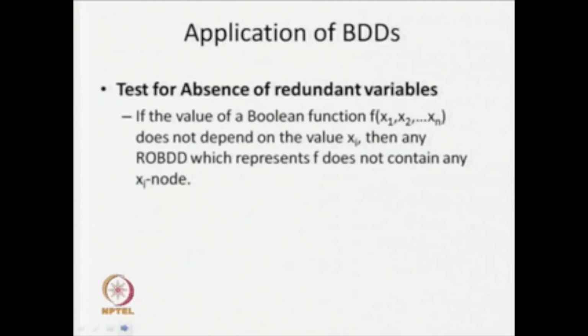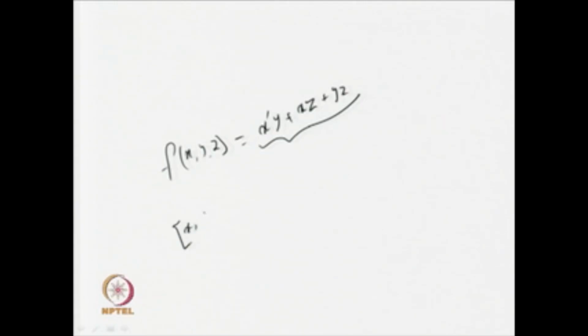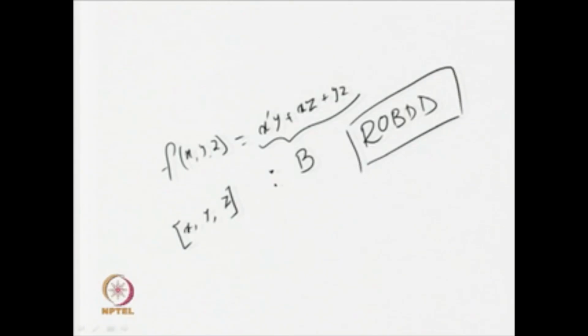Now, we can have any Boolean function, say a random function of x, y, z, such as x bar y plus x z plus y z. If we have such a function, I can choose some variable ordering, say x, y, z, and represent this particular function with the help of a BDD B. If we apply the reduction rule or the reduce algorithm to this particular B, we are going to get a ROBDD. So, once we get this ROBDD, we are representing this particular Boolean function with the help of the ROBDD.